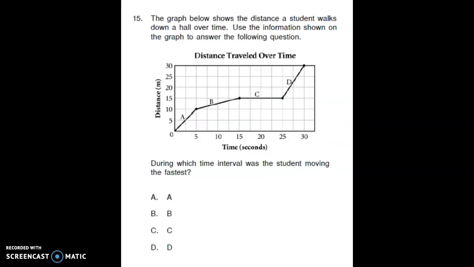Question 15. The graph below shows the distance a student walks down a hall over time. Use the information shown on the graph to answer the following question. During which time interval was the student moving the fastest? A, B, C, or D?